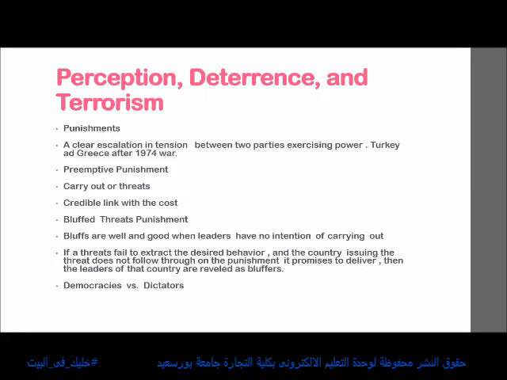والbluffers or the bluffs are well and good when leaders have no intention of carrying out. لو ان القادة مش قادرين ان هم ينفذوا، ففي خوف ان انت تعمل bluffing or bluffs or bluffed. If a threat failed to extract the desired behavior and the country issuing a threat does not follow through the punishment it is imposed to deliver, then the leader of that country are revealed as bluffers.